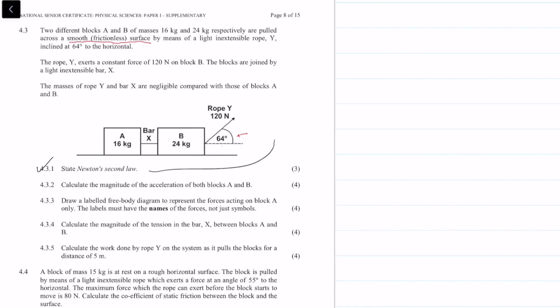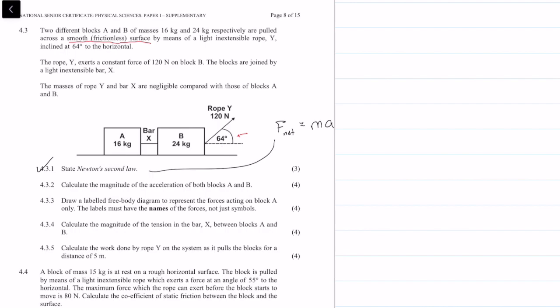So all this is telling us essentially is that F net is equal to ma. That's the most important part of Newton's second law. Okay, so we want to calculate the magnitude of the acceleration of both blocks A and B. So how are we going to do this?